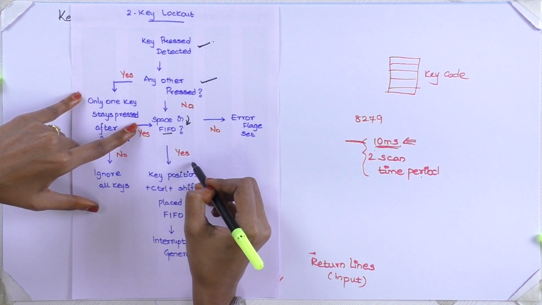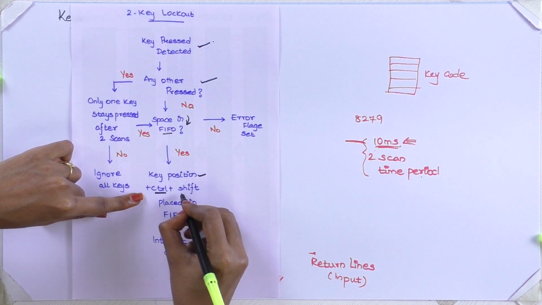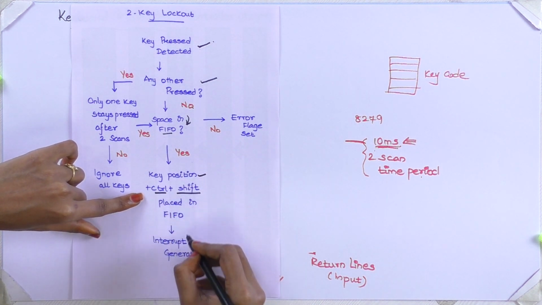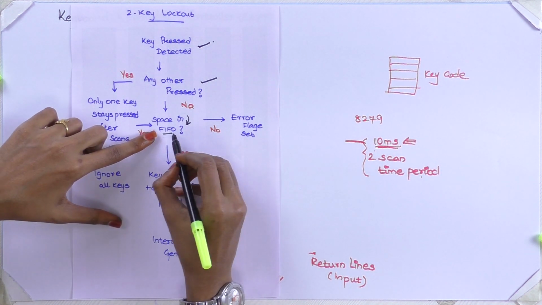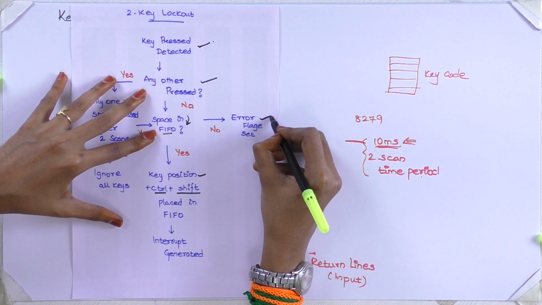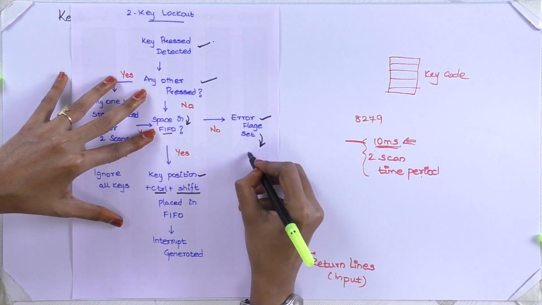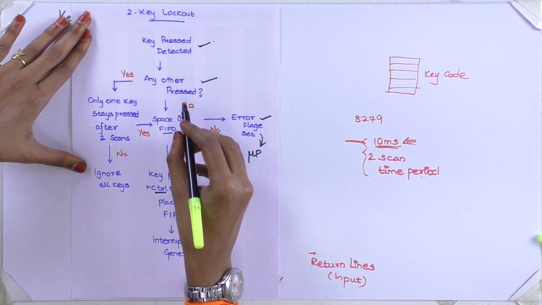If the place is there, it will place the key code along with the shift and control key. Then an interrupt will be generated. Now we will again come to this place. If a space is not there in the FIFO, an error flag will be set and sent to the microprocessor. This we know already. So again we will come here.